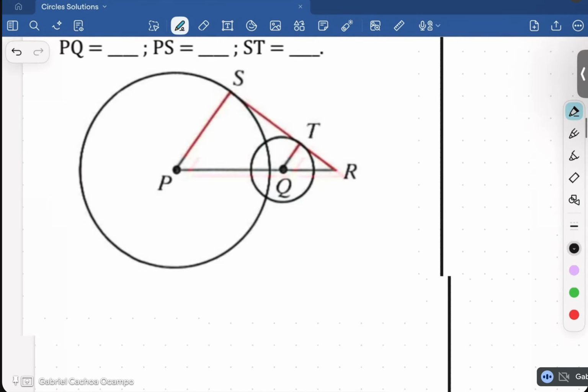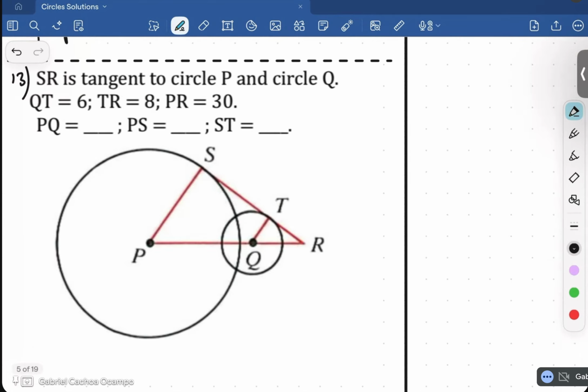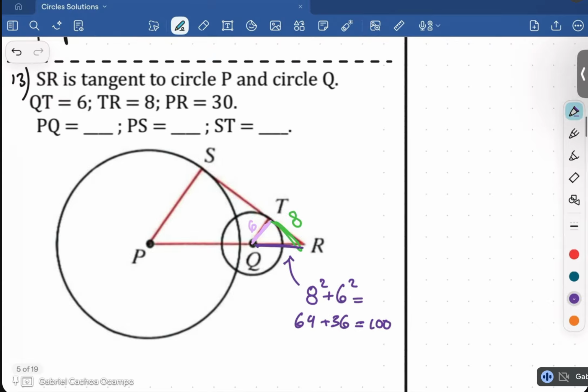I feel that this is a very tough, cute problem. They are telling us that QT measures 6. TR measures 8. Okay, so we can do some Pythagoras theorem. Do you agree? We can find this side, that is the hypotenuse, so I just need to do 8 squared plus 6 squared, which is 64 plus 36, which is 100. That means that this side measures 10.